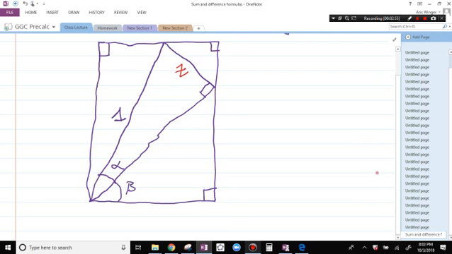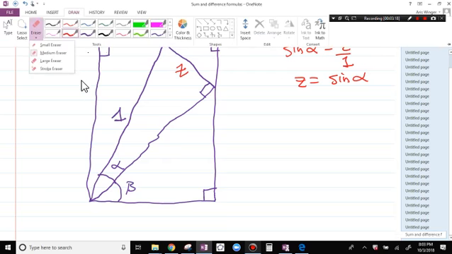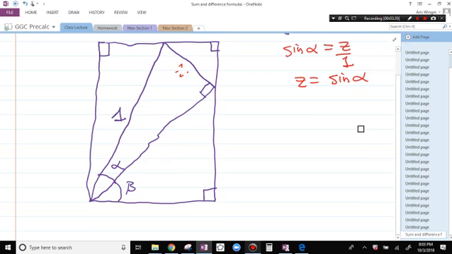We don't know what it is. Let's call it z. What do we know? If we know alpha, what trig function relates alpha to z in 1? Sine, right? We know that the sine of alpha equals z over 1. What's z? It's the sine of alpha. We're going to do that a lot. Z is the sine of alpha.